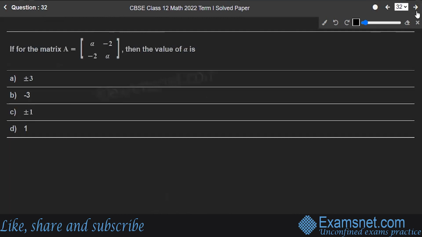Hope you understood. Next is the 32nd question, a matrix problem. If for a matrix A, you have this matrix defined by alpha minus 2 alpha, then what is the value of alpha?